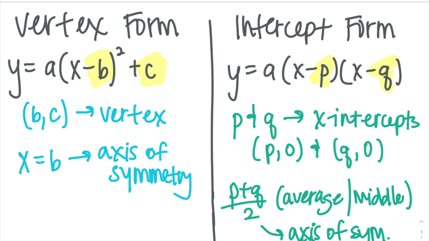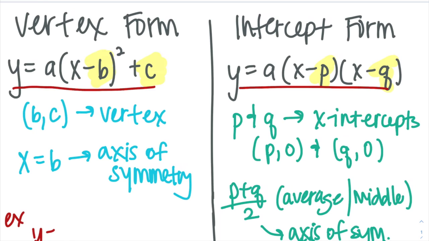Alright, so here we're talking about vertex form and intercept form. Here in gray are the two forms just without any values, any numbers in them. Vertex form is going to look like y equals a times (x minus b) squared plus c. An example of that would be y equals negative 2 times (x plus 3) squared minus 5.